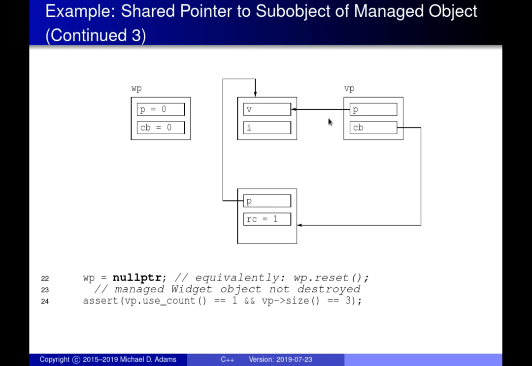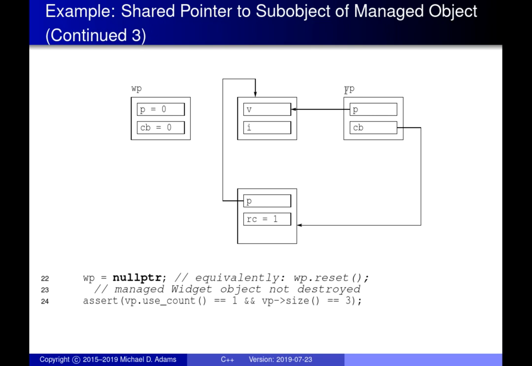Well, if we dereference WP, this is going to be bad news, because the dereferencing operator is overloaded for this smart pointer type. So when we dereference, it's going to try to follow this pointer internal to the type. And because it's null, it's going to try to dereference a null pointer. But in the case of VP, we can dereference this one.